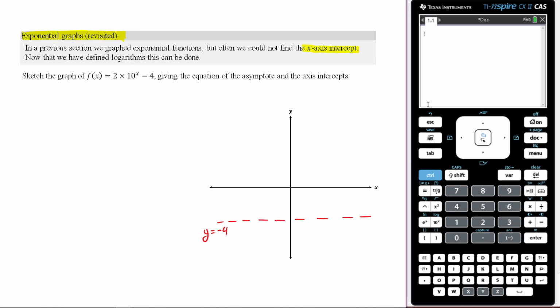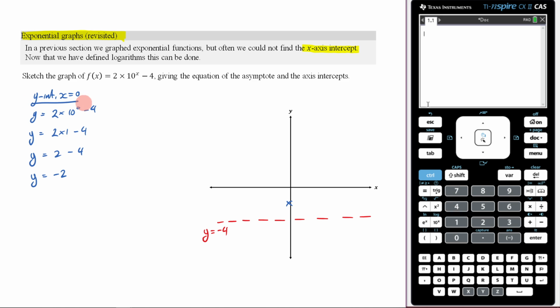The next thing that I'd want to do here is just find what my y-intercept is and what my x-intercept is. I know that I find the y-intercept by letting x be equal to 0. So that means I'm going to get y is equal to 2 times 10 to the 0 minus 4, which is y is equal to 2 times 1 minus 4, which is y is equal to 2 minus 4, which is y is equal to -2. So that means it's going to be about here.